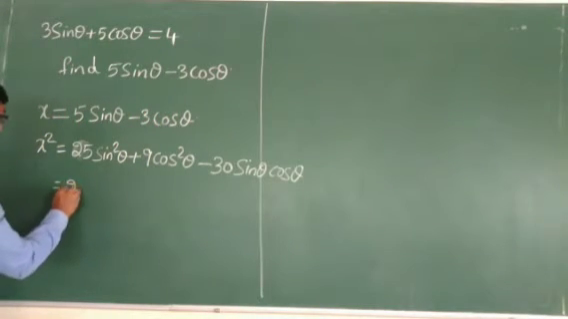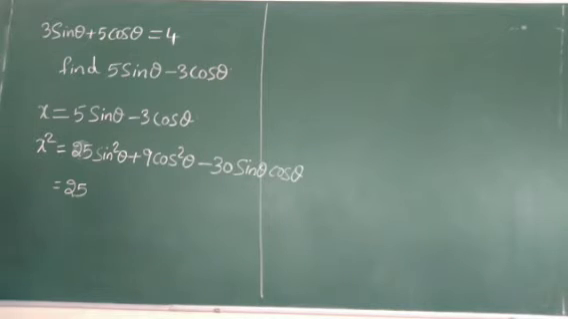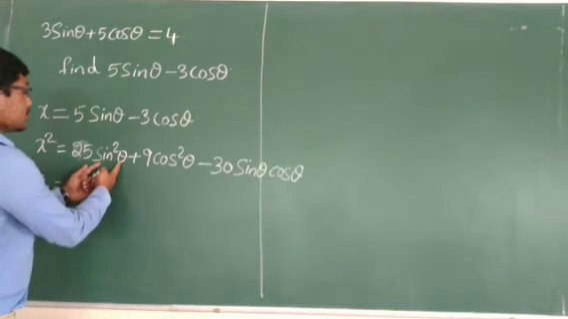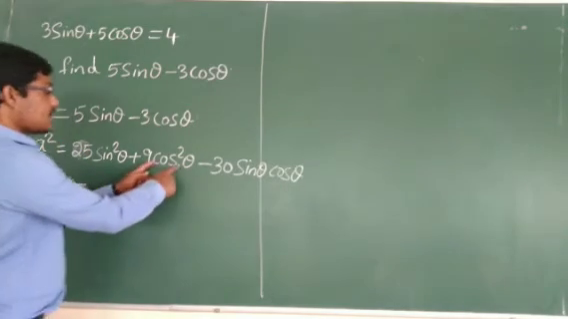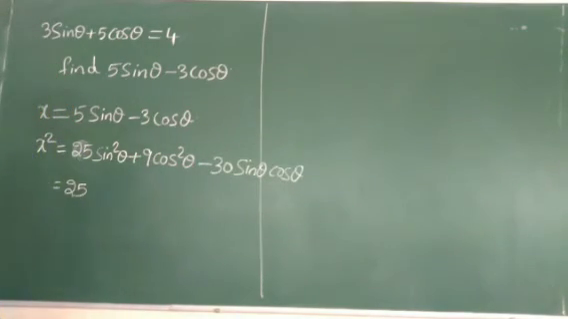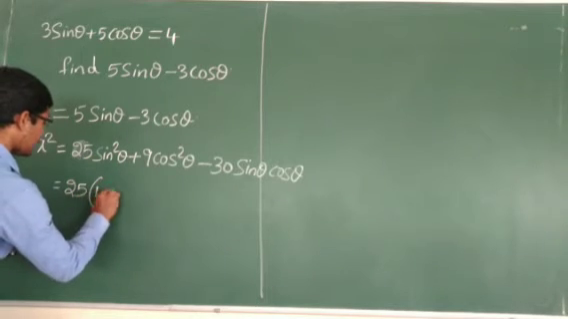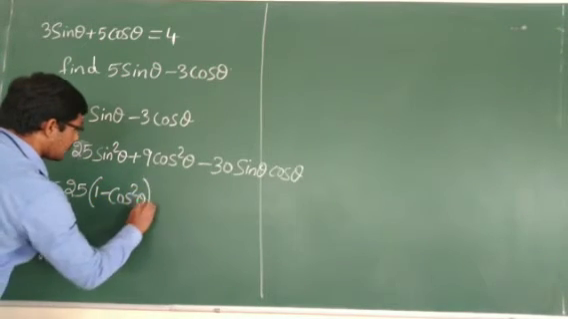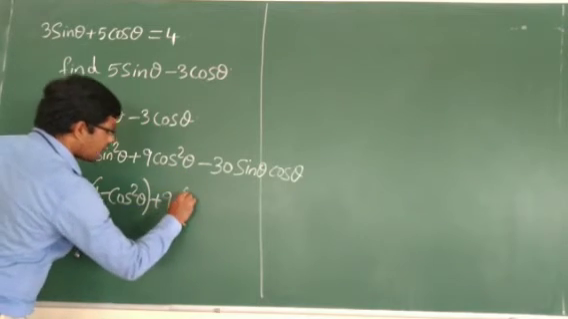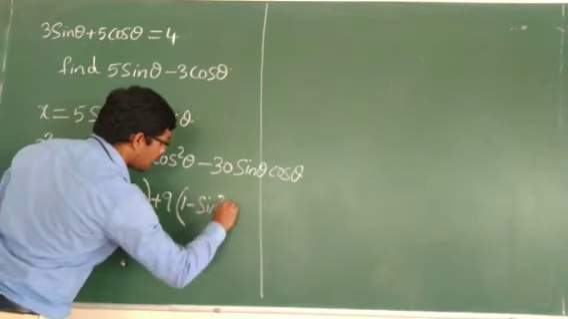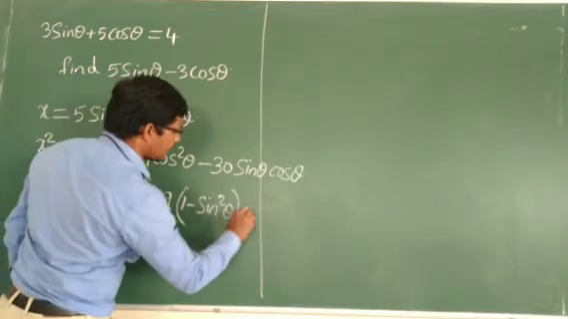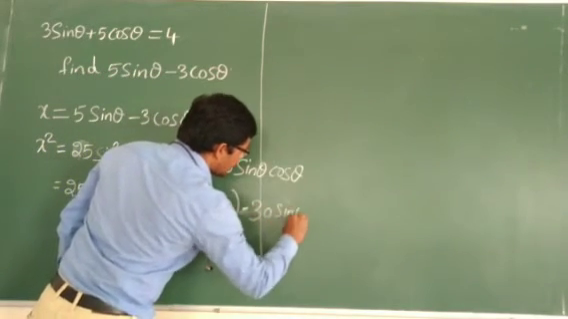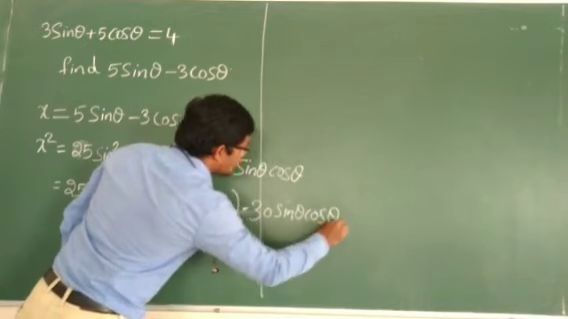So this is equal to, now this is a very important step here. Now what we need to do is, this sin we should convert into cos and this cos we should convert into sin, because here the coefficients are interchanged. So here also we are trying to interchange. Sin square theta we make 1 minus cos square theta plus 9 cos square theta we write 1 minus sin square theta, that is minus 30 sin theta cos theta.